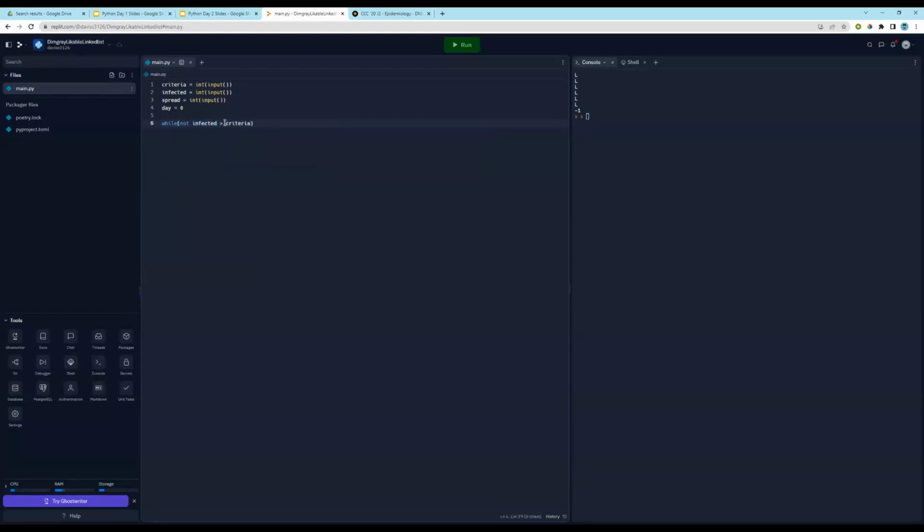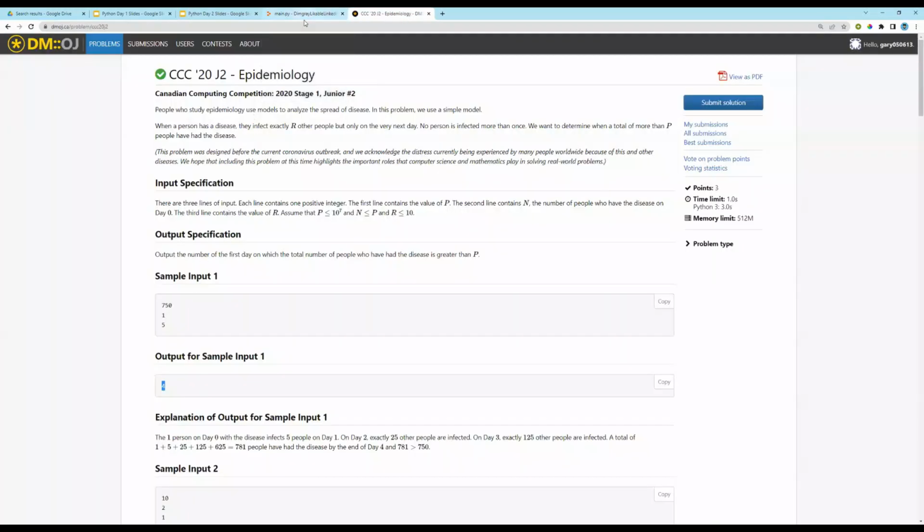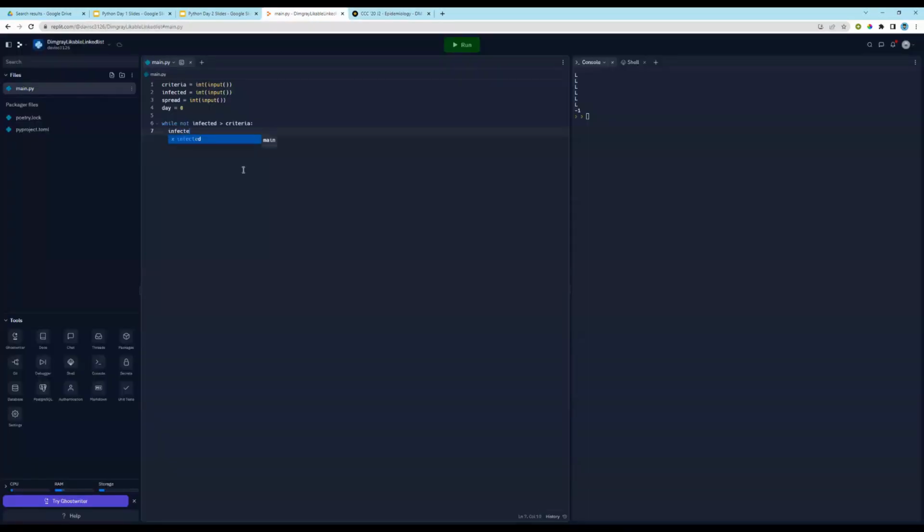While the number of people who are infected is not bigger than criteria, while we are not reaching this case, sorry, I always add brackets out of habit. While this condition is not met, that means we will go in and update all the values. First of all, we update the infected people. Every day the infected people becomes the infected people plus the spread times how many infected people there are.